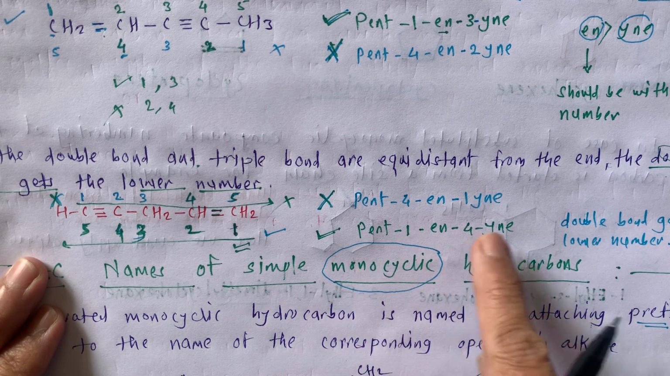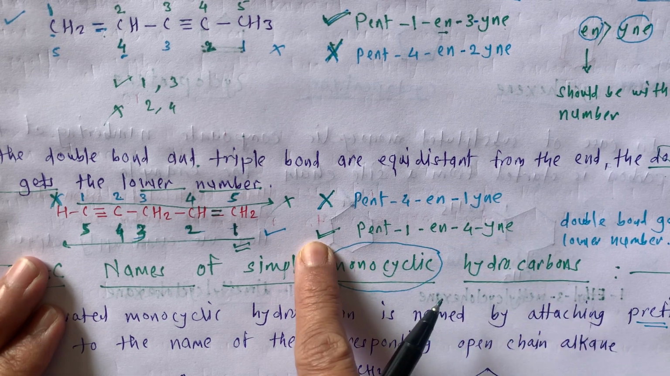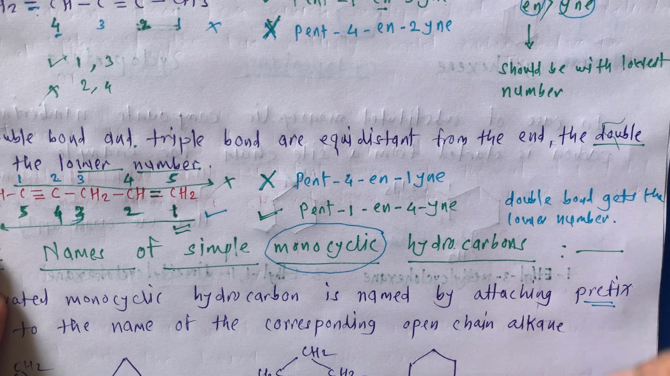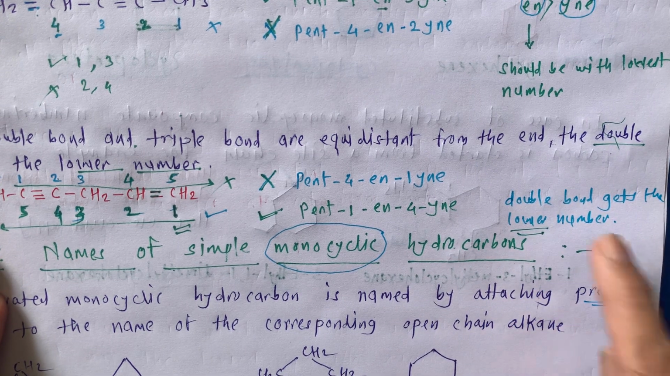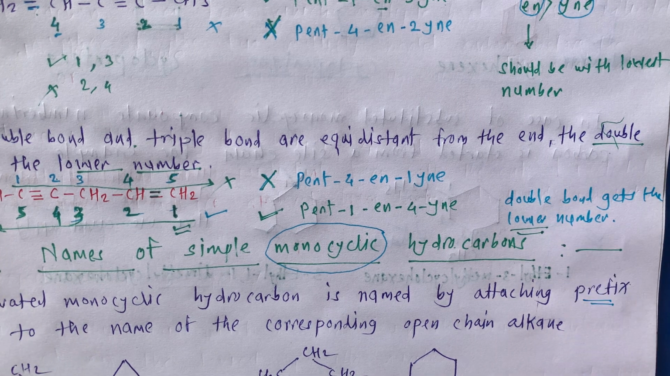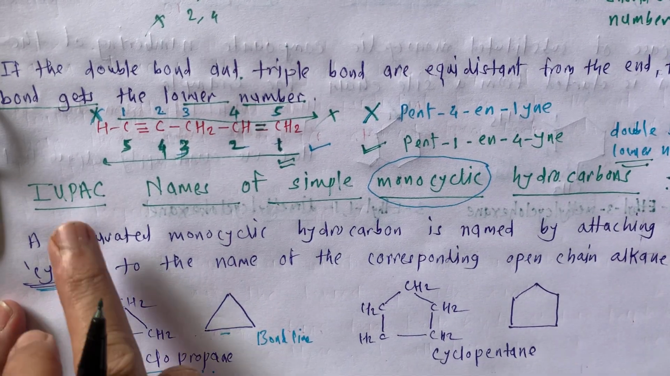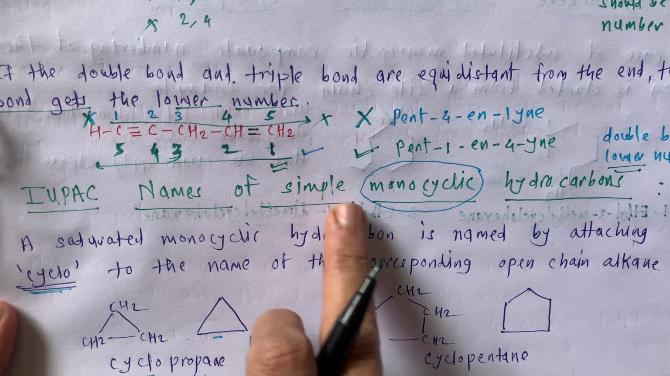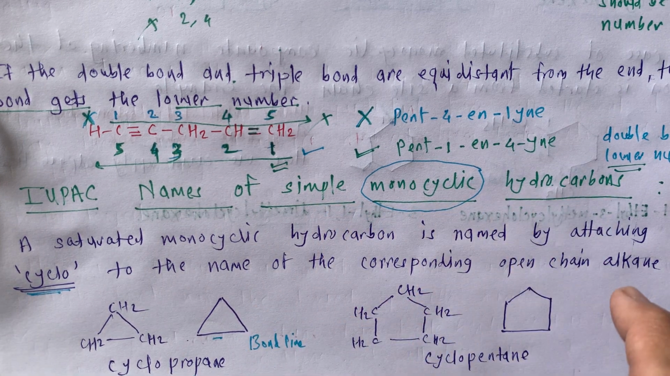Pent-1-en-4-yne is the correct name. So the double bond gets the lower number. The double bond gets the lower number. This is important. Now, next is IUPAC names of simple monocyclic hydrocarbon.